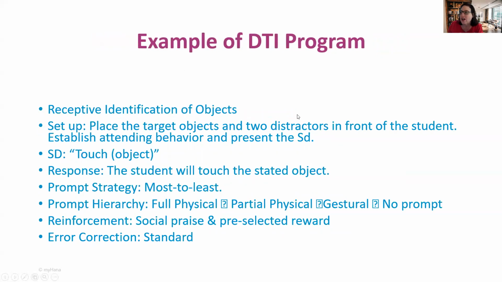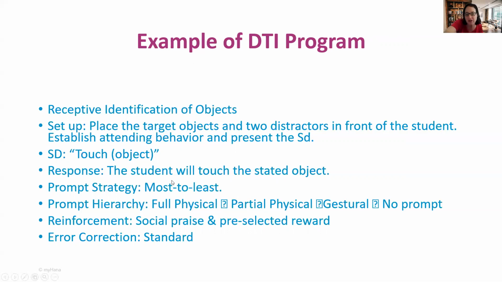So here's an example of a DTI program. If you were working on somebody identifying objects, you can set up a place, plan the target behaviors. We're going to identify, let's say, a cup and a spoon and a plate, put in distractors in front of the student, and then you first want to establish that they're paying attention, and then you present the discrete prompt, touch the object, and the student will touch the stated object. And you go from most to least as far as the prompt.